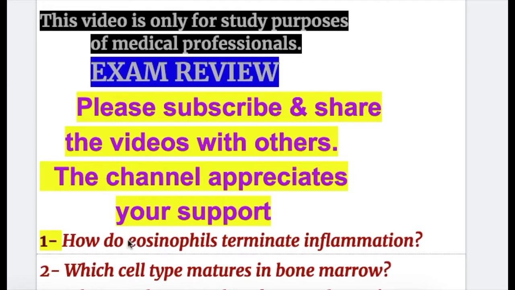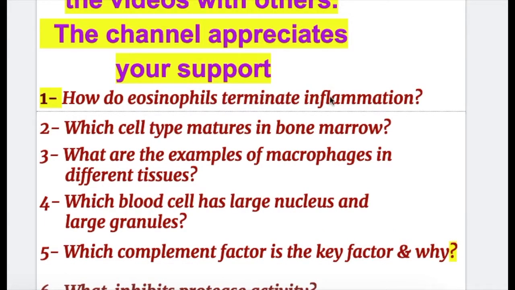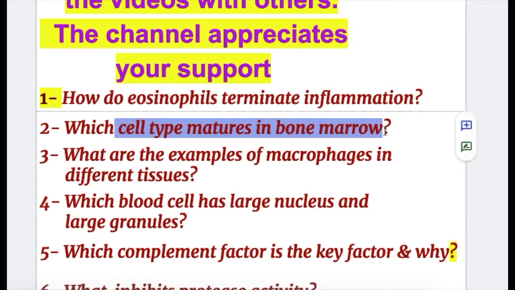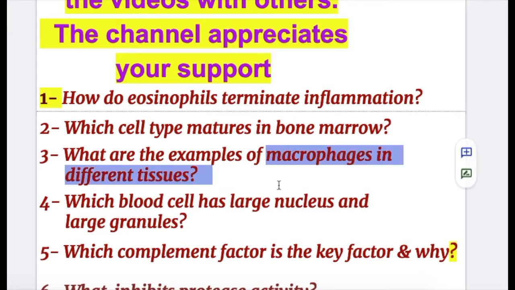In this video, we'll discuss innate immunity, but a few important exam questions before we start the topic. Question number 1. How do eosinophils terminate inflammation? Number 2. Which cell type matures in the bone marrow? Number 3. What are the examples of macrophages in different tissues?